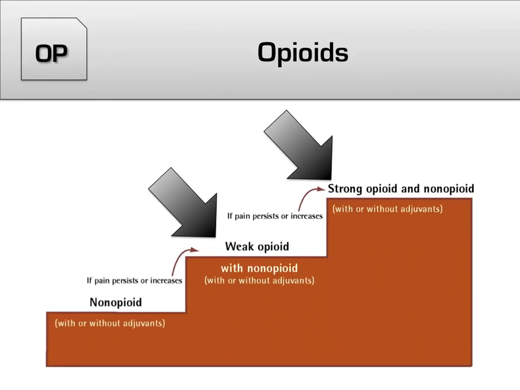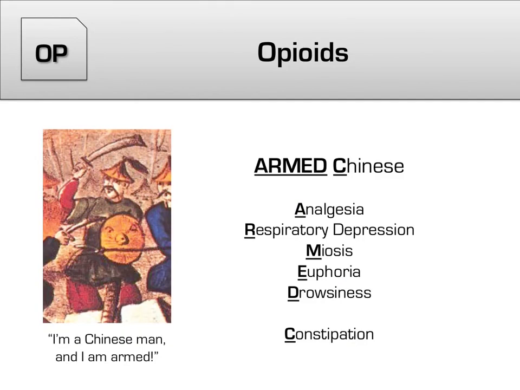Moving up the pain ladder, we next hit the opioids. Let's quickly review our mnemonic for opioid effects, the armed Chinese man from the Opium Wars, as all of the opiates we will cover work by modulating opioid receptors in the central nervous system. A is for analgesia, R is for respiratory depression, M is for meiosis or pinpoint pupils, E is for euphoria, D is for drowsiness, and the C from Chinese is for constipation.